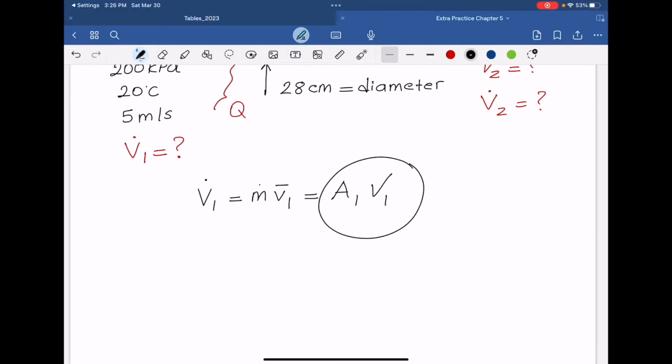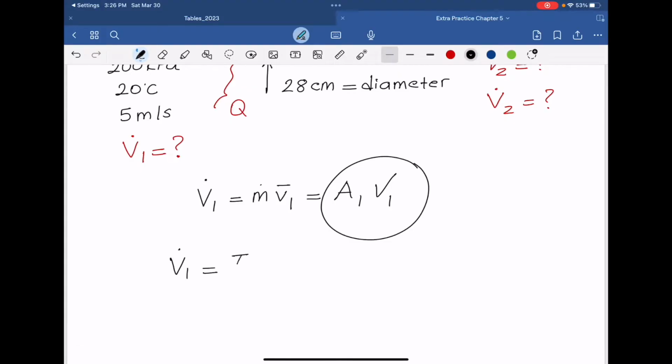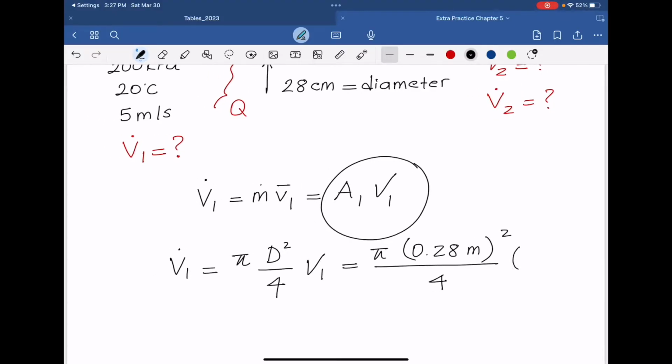So let's take a look at how we can do it. Area from the diameter: diameter over 2 is the radius, squared, times pi is the area. So I'm going to write it. Instead of area, we write pi d squared over 4, times velocity. And now we formulated what they're asking for. We're going to plug in the numbers we have, times the velocity. So all units are in meters.